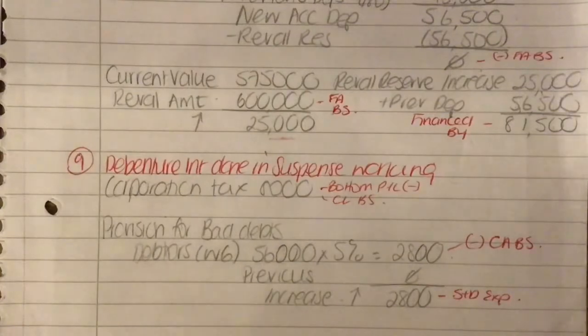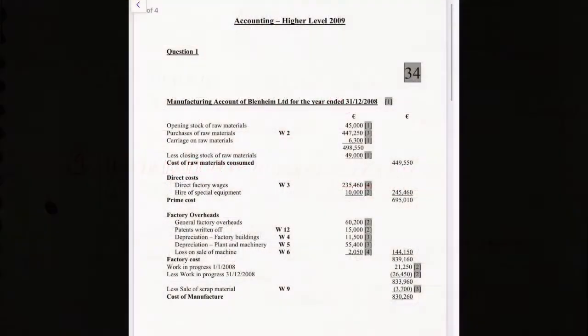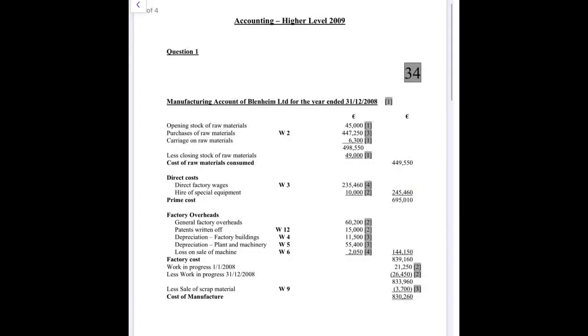And that's all of our workings done. You're now ready to go on and start your manufacturing account. So this is your manufacturing account, and it's for the year end 31st of the 12th, 2008. So you can see there in the marking scheme, you're actually given 1 mark for writing in that heading. So it'd be silly to lose a mark for something as easy as that, okay?